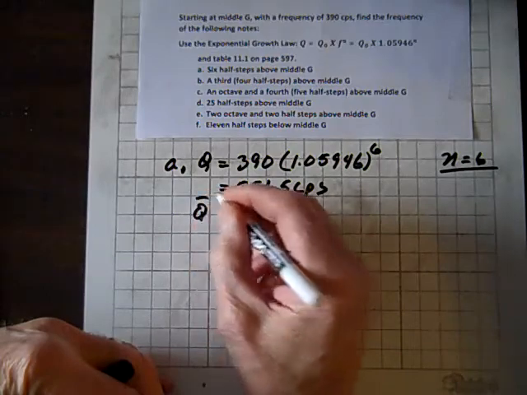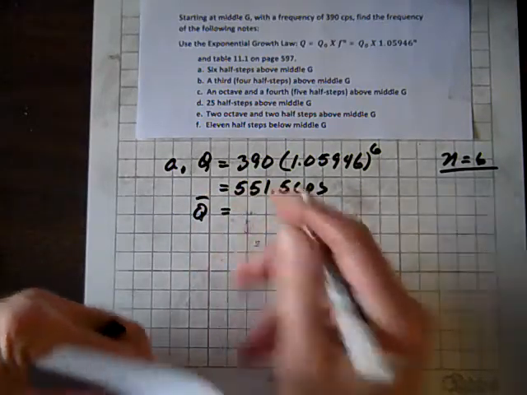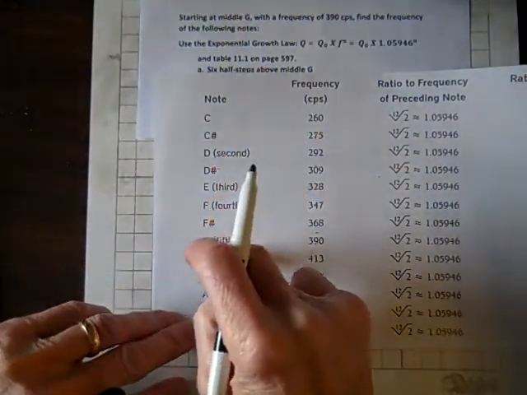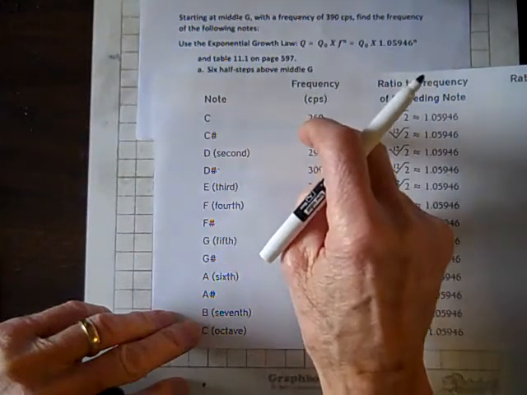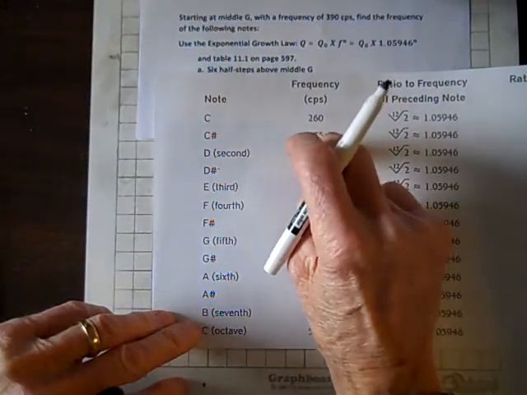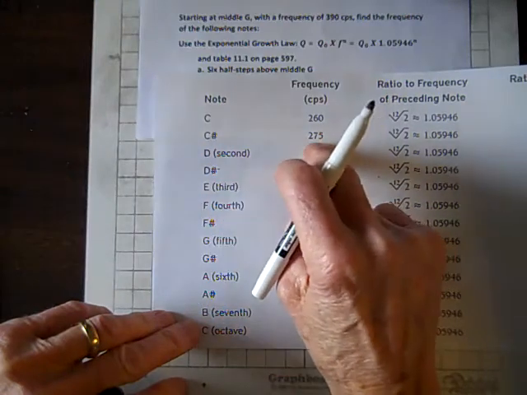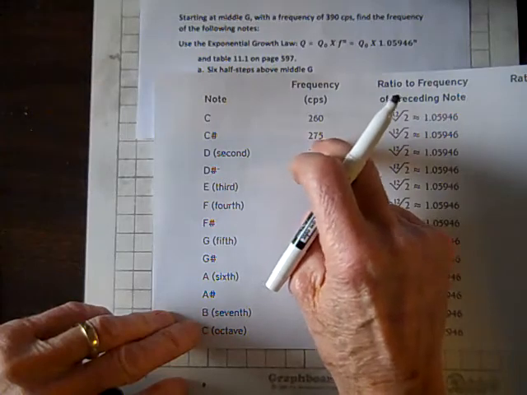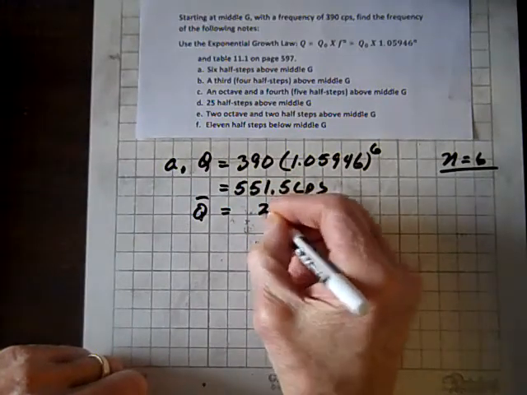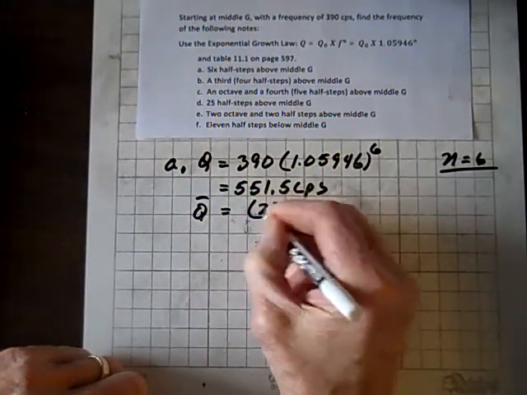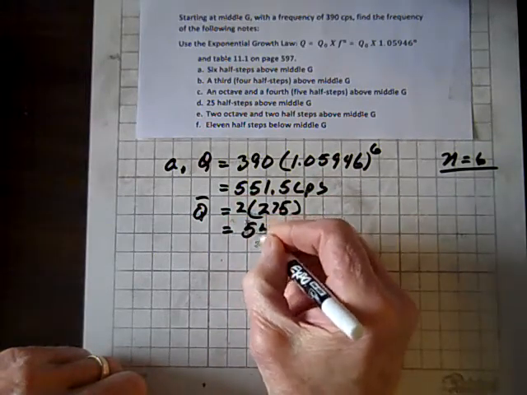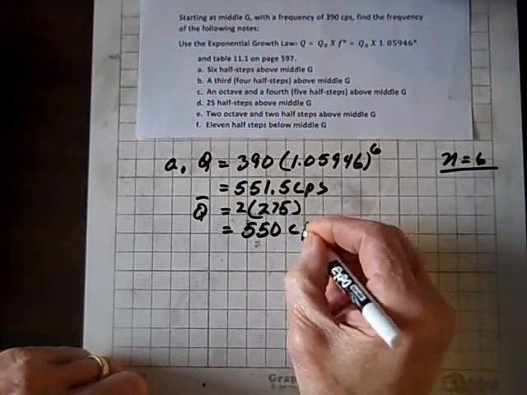I'll just call it Q hat. We're going to land 6 half steps above middle G. That will take us to C sharp, but we're going to be 1 octave higher than this. This is middle C sharp, so we'll be 1 octave higher. The cycles per second for middle C sharp are 275, but we're going to double that, and that'll take us 1 octave higher, which is 550 cycles per second.